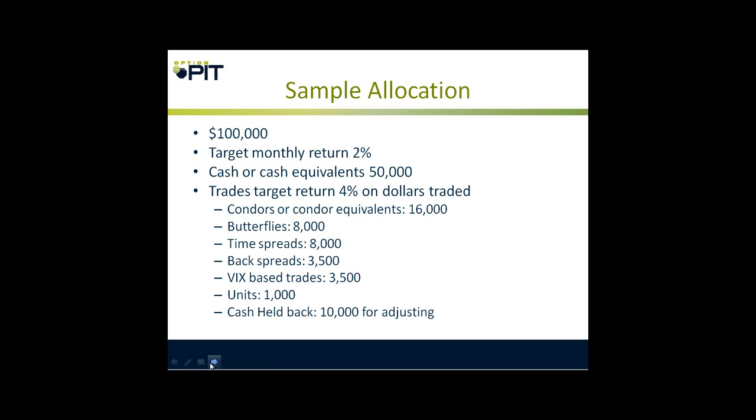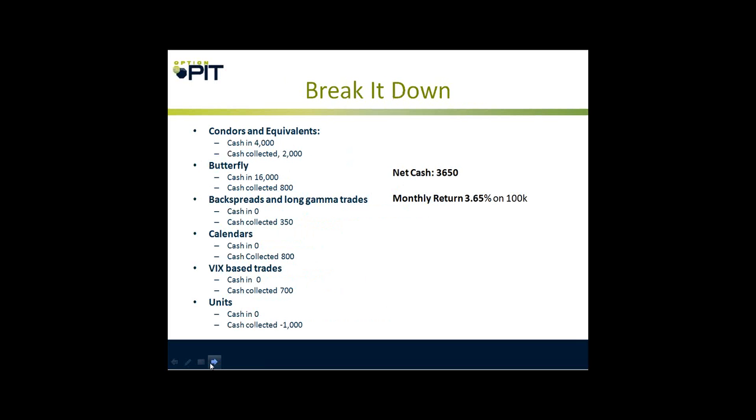Sample allocation, $100,000. Target return, 2%. Cash or cash equivalents, $50,000. Trades on return, 4% on dollars traded. You've got condors, butterflies, time spreads, back spreads, VIX-based trades, units, cash held back for adjusting. Actually, I think I went in and broke it down a little more.